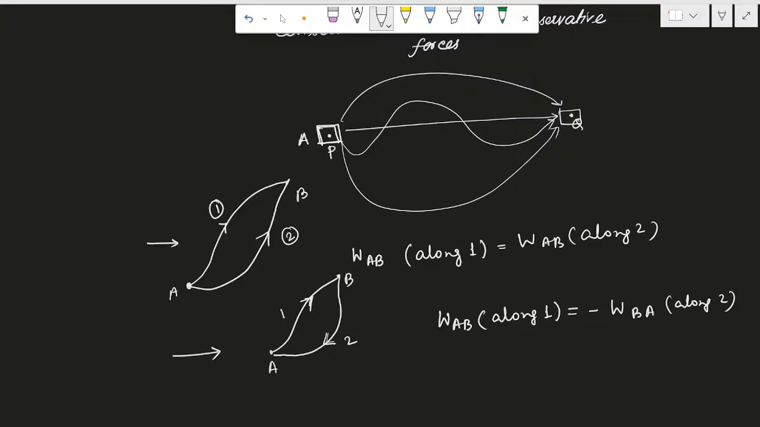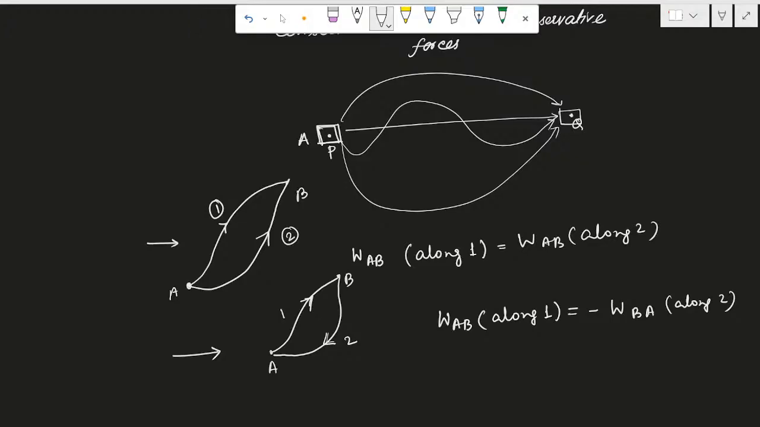So this is how you can classify the negative sign. When we consider A to B, it is positive, but the returning path is negative. So they are equal in magnitude but opposite in direction. Clear?